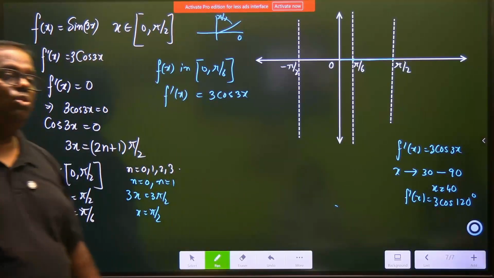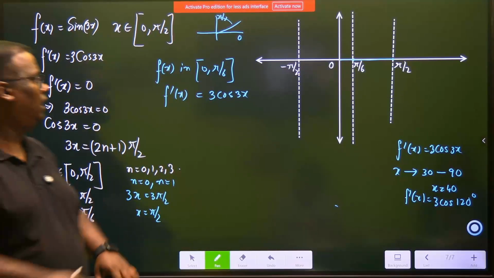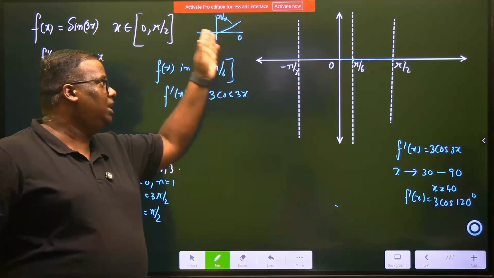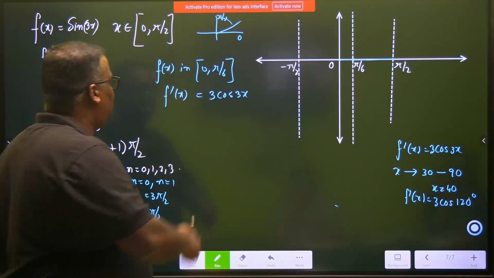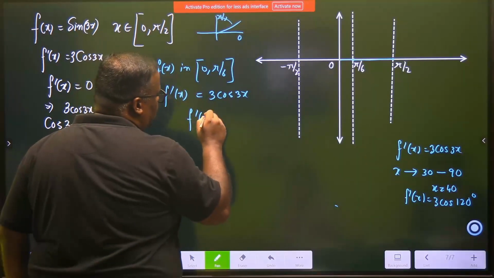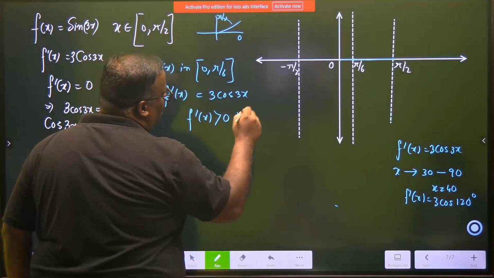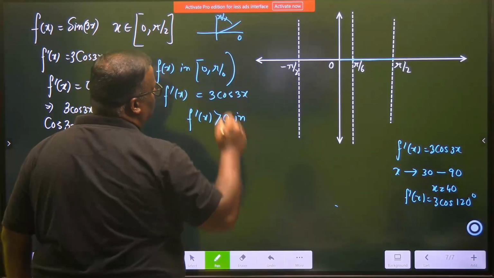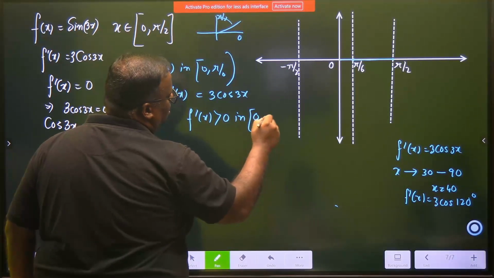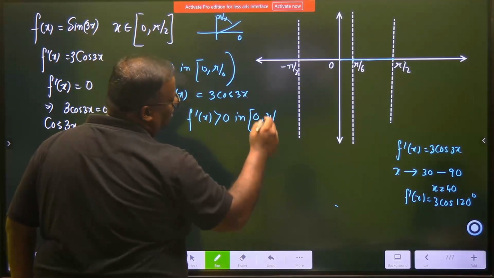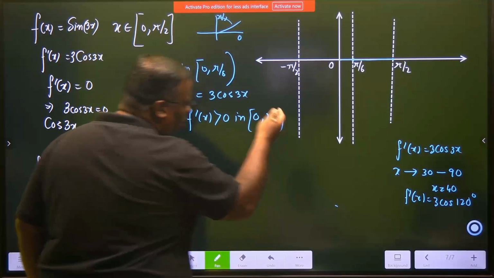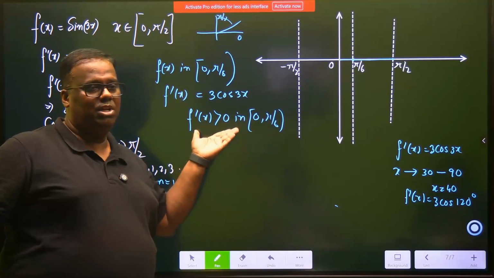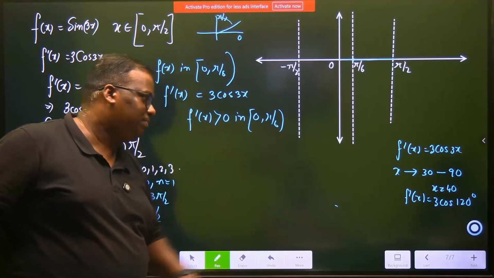So it is up to 0 to 30 degrees. Even if you take 30, 30 into 3 is how much? 90. So up till 90, cos is always positive, right? So we can always say f dash x is greater than 0 in 0 to pi by 6. Even if you had used pi by 6, the function would still have been greater than 0. Is this logic understood now?